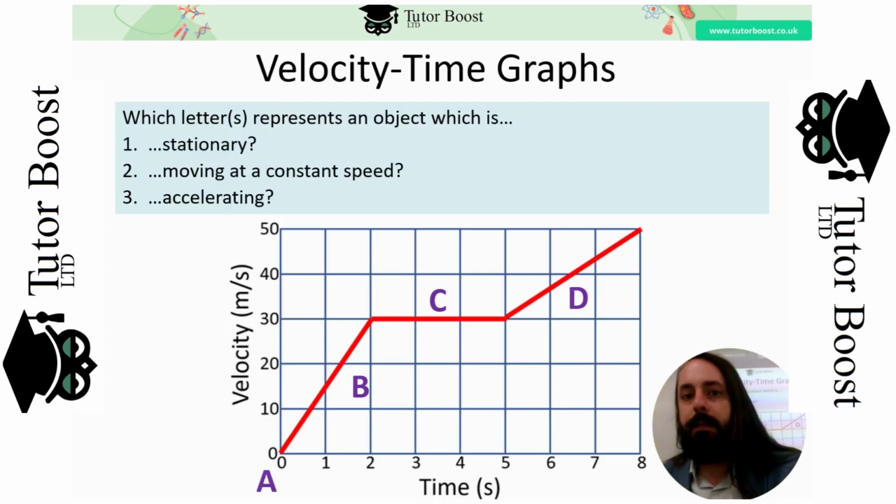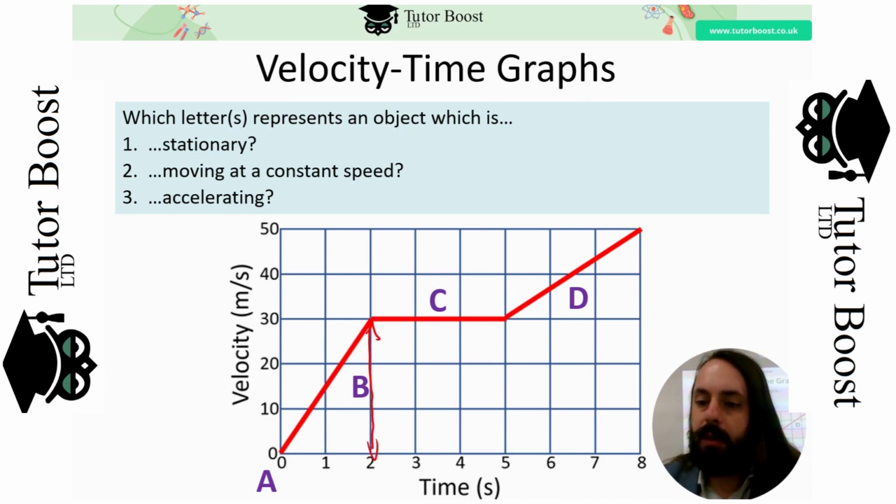Okay, so in the previous slide we could see that by calculating the gradient in a distance time graph we were calculating the speed. Now here is slightly different. When we calculate the gradient, so difference in velocity, final velocity minus initial velocity divided by the time, so change in y divided by change in x, we are calculating the acceleration. So final velocity minus initial velocity divided by time is equal to acceleration.